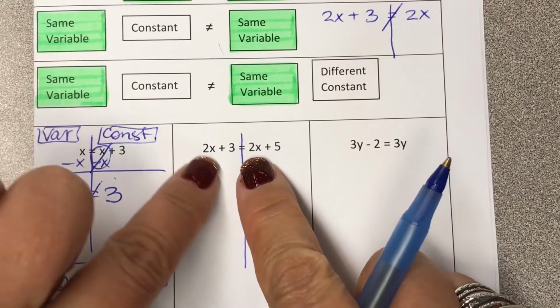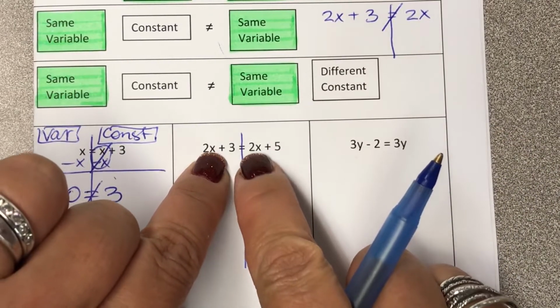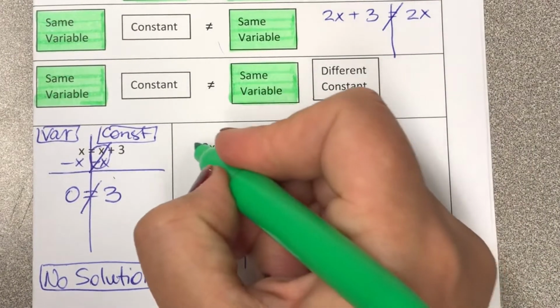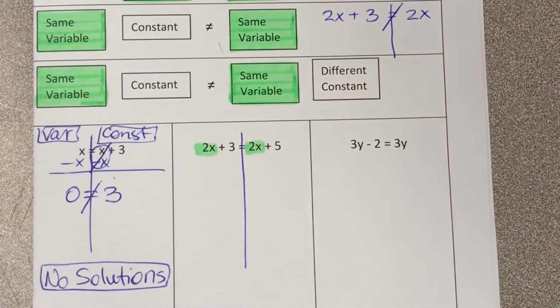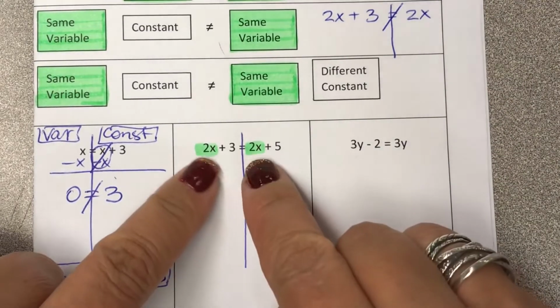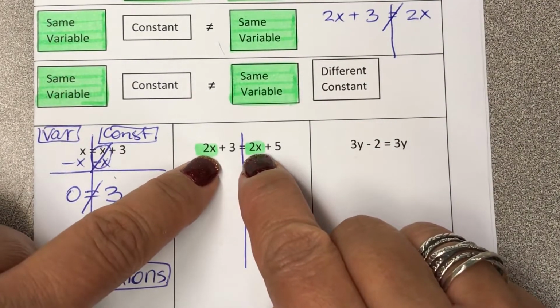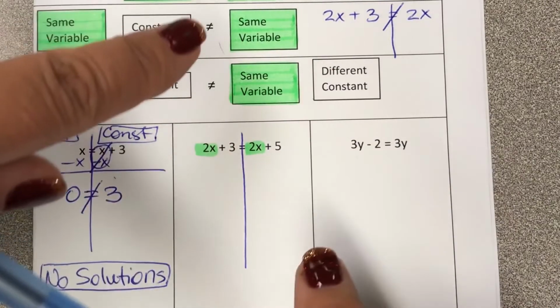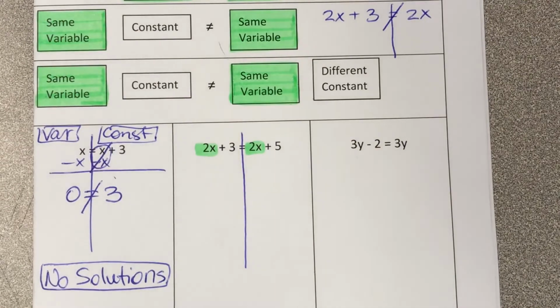Here's the equation where you have the same variable on both sides, but on one side I'm adding 3, on the other I'm adding 5. So I'm not adding the same value to both sides of the equation. So 2x and 2x is in complete balance. Any value could work, but then on one side I'm adding 3, and on one side I'm adding 5. That changes the balance, so that tips my scale.